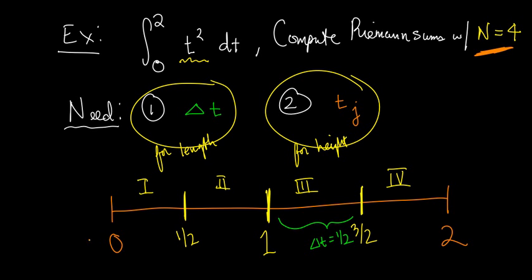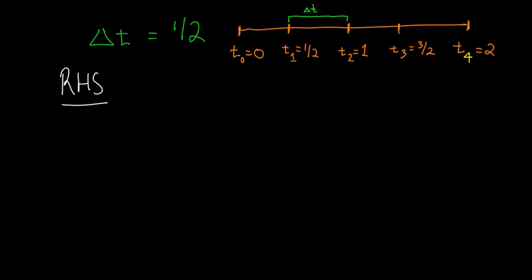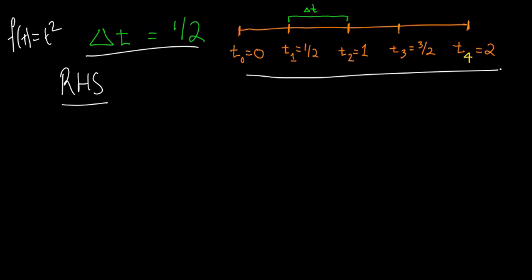So there we go. We have all of our tj's. You see t0 is 0, t1 is 1 half, t2 is 1, t3 is 3 halves, and t4 is 2. And then delta t is a half. So now let's say the right-hand sum for that integral. So remember, f of t is equal to t squared. We know that delta t is equal to 1 half, and here are our tj's. So what does the right-hand sum tell us to do?